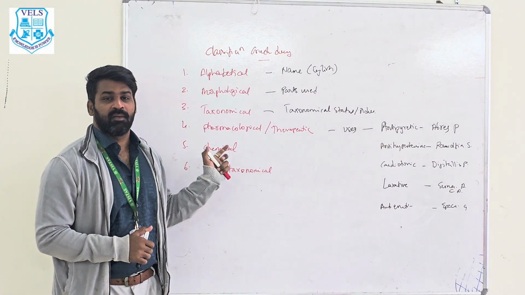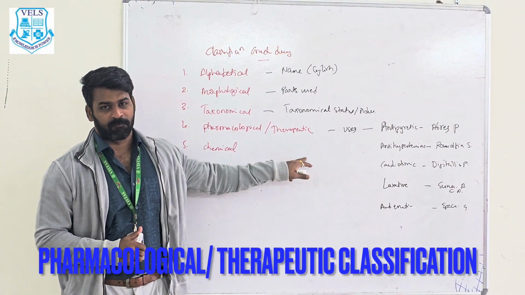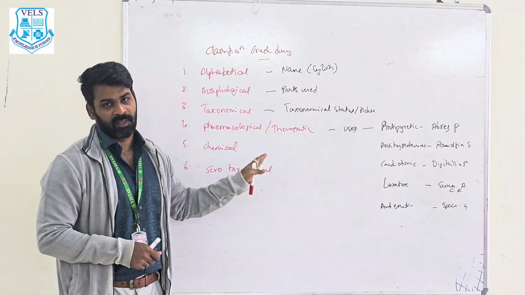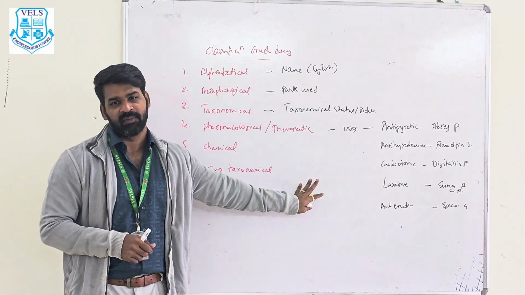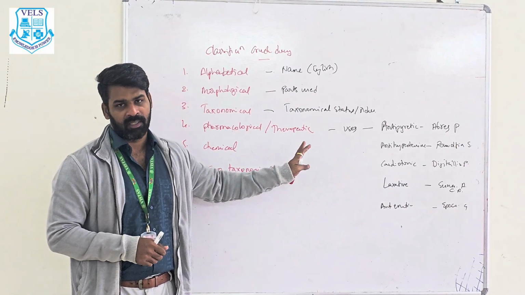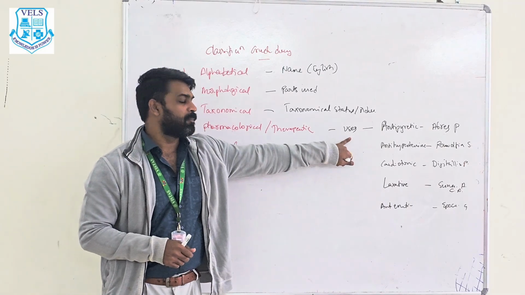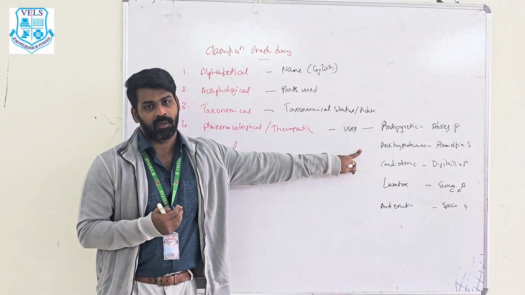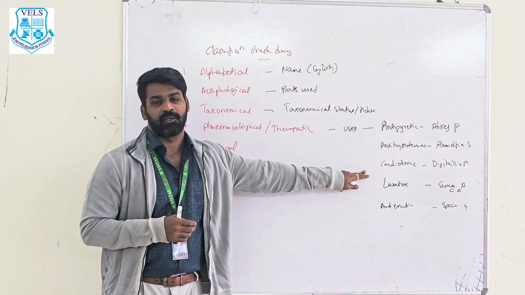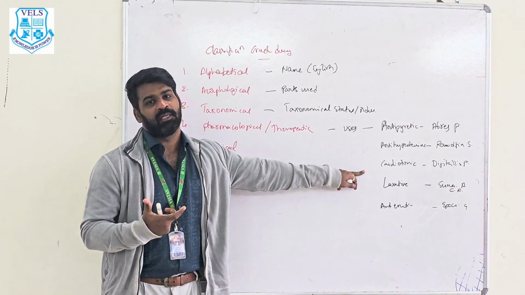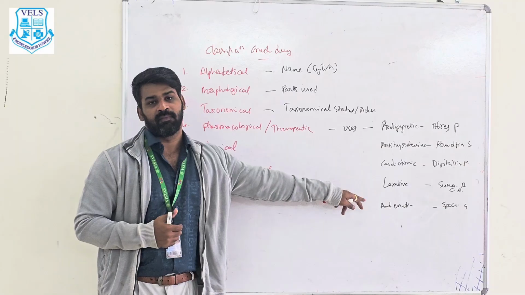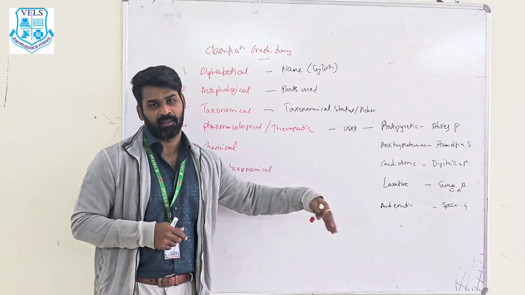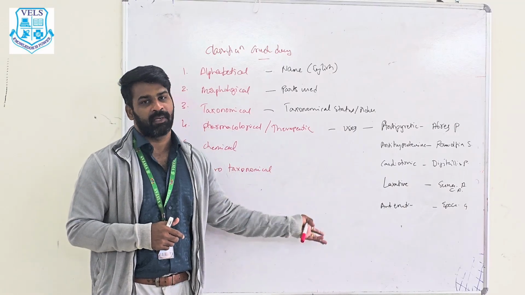Next classification is pharmacological or therapeutic classification. When you classify the drugs based on the pharmacological use or the therapeutic application, there is a numerous list of pharmacological or therapeutic activities. For example, antipyretic activity, that means lowering of fever; antihypertensive activity, lowering of your elevated blood pressure; cardiotonic, strengthening your heart or giving additional heart support; laxative, inducing the peristaltic movements in your bowel; and anti-emetic, prevention or treatment of vomiting.